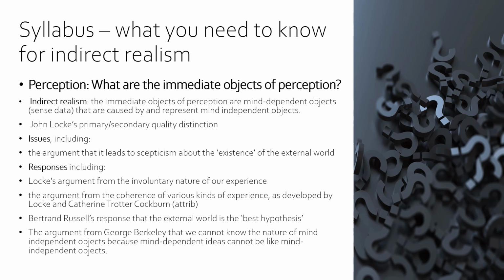So just remember, you might see this language, "what are the immediate objects of perception," in the questions. It's asking you what are the things that are directly present to your mind when you are perceiving something. Are they, as the indirect realist thinks, mental objects, sense data, or are they, as the direct realist thinks, physical objects and their properties?